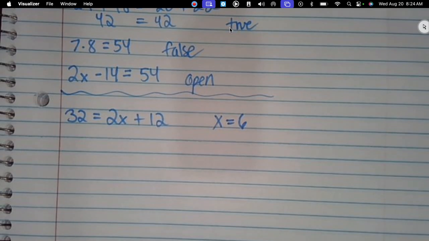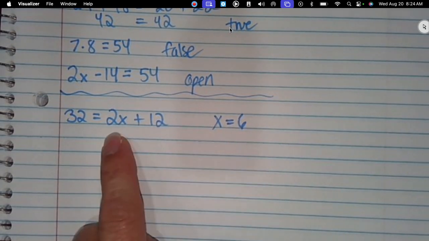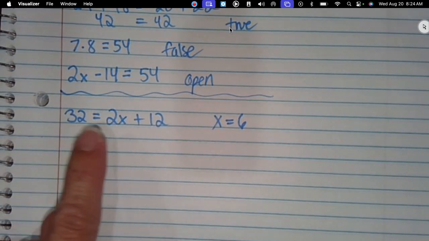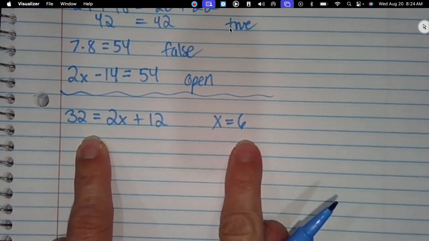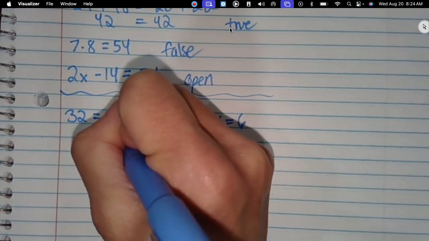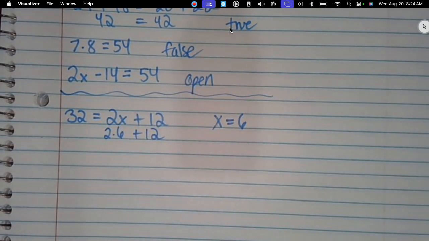What would you do to find that out? Anybody have an idea? It says, is this a solution? Could x be 6? What would I do to find that out? Plug it in there and see. Okay, all I'm going to do is instead of writing 2 times x, what am I going to write? 2 times 6. So let's see. Is 2 times 6 plus 12 going to equal that?